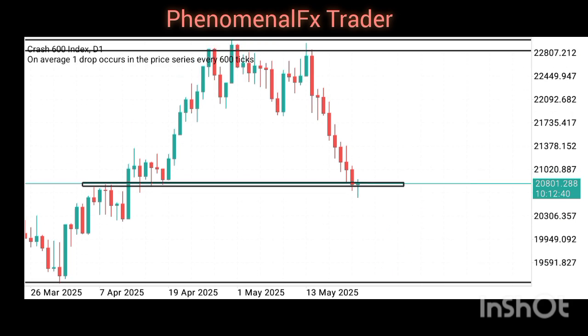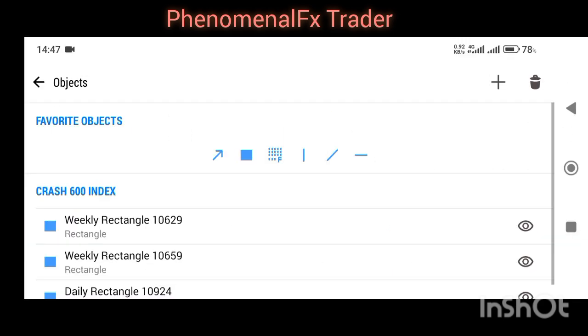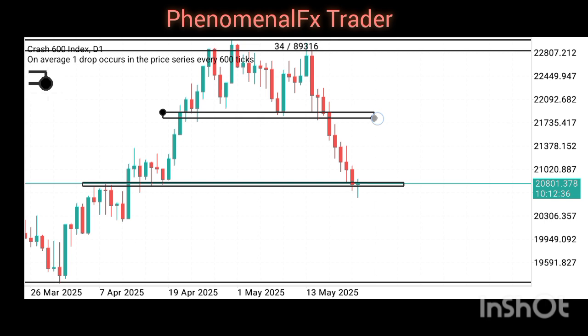All right, so let's just mark that zone at the top. Let's mark this zone at the top. It's a very important zone to identify on the daily time frame. It is a support zone where the market was finally able to break through.